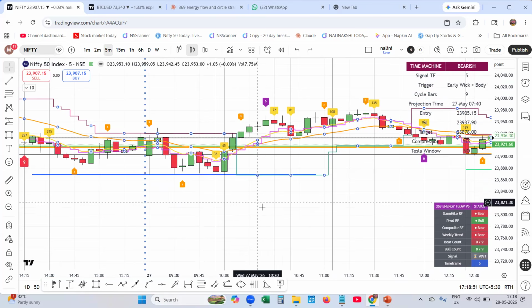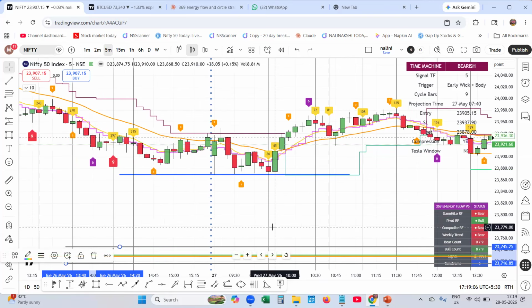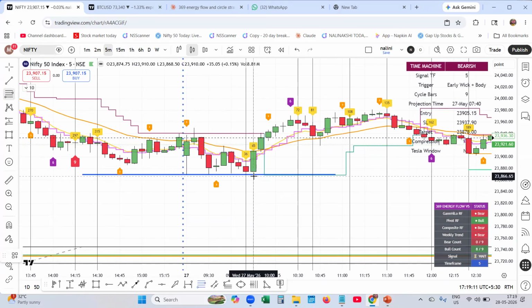So let me remove that. Okay, let me remove this 369 so that I can show it to you. That's how I read it. So I knew that here I mark again, taking the same fib tool.